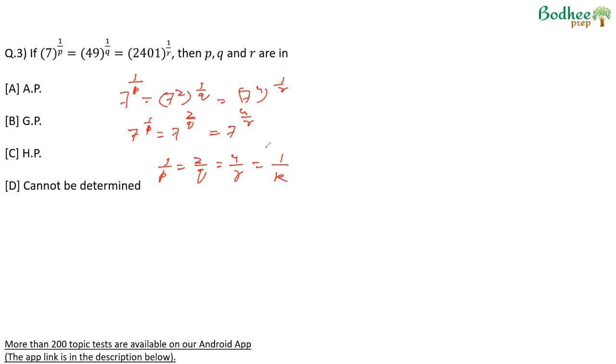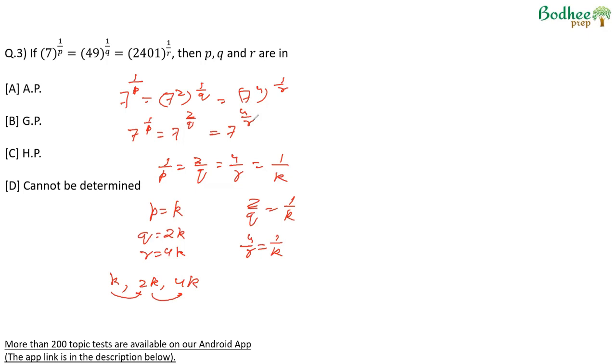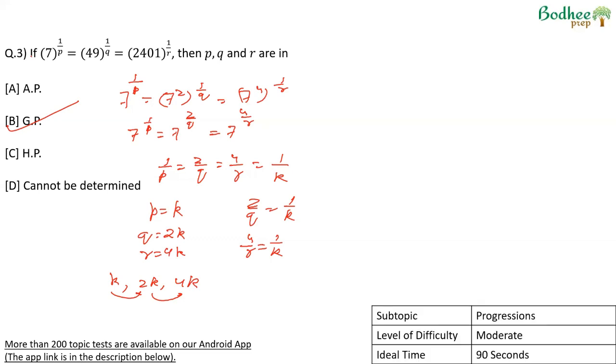1/p being equal to 1/k, we can say p is equal to k. 2/q being equal to 1/k, we can say q is equal to 2k. And 4/r being equal to 1/k, r becomes 4k. Therefore, if we look at p, q, r, they are k, 2k and 4k. Clearly, 2 is being multiplied from the first to the second term, and second to the third term. This is a property of a geometric progression. The common ratio is same: 2k/k is equal to 4k/2k, so 2k is the geometric mean of k and 4k.